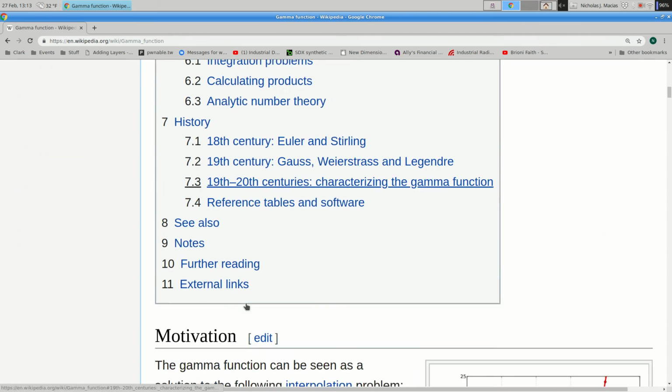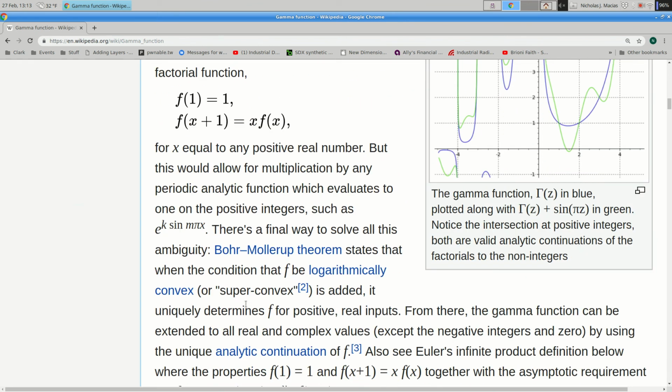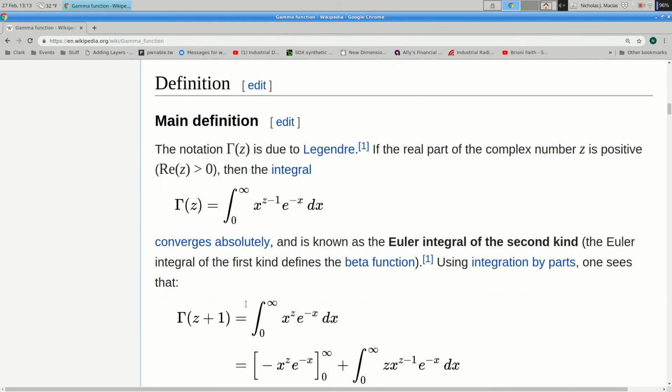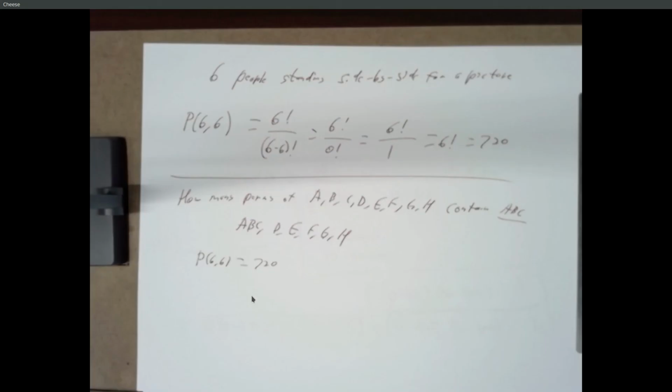So there's tons of things you can do with the gamma function. A good way to lose yourself if we get a snow day. But anyway, yeah, we just take 0 factorial to be 1.